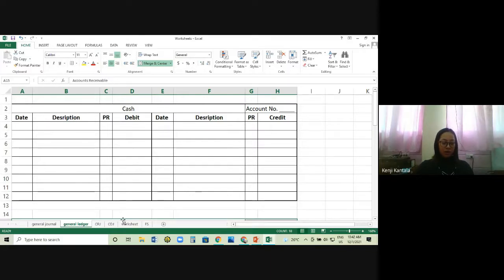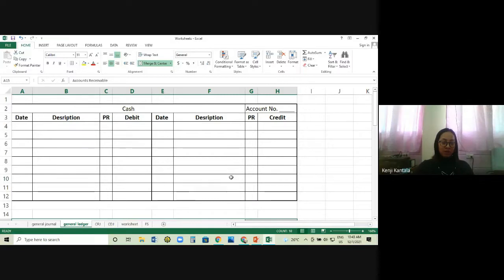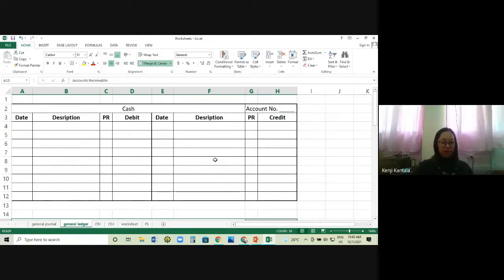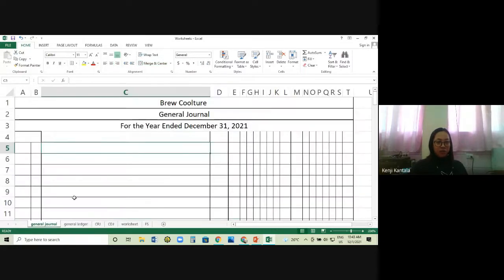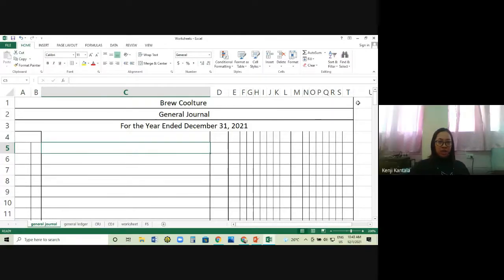Okay, I think nawalan ng signal si Miss Bernalyn. So, I'll go back to Mr. David Cumnad. Yes, ma'am. So, ano yung sinabi ni Miss Bernalyn? Is that an event or a recordable transaction? Event po. Okay, so that is an event. So, it is not recordable sa ating books. So, what is the next activity? Event pa lang po, ma'am. Okay, sige. So, ano ang next activity na involved?